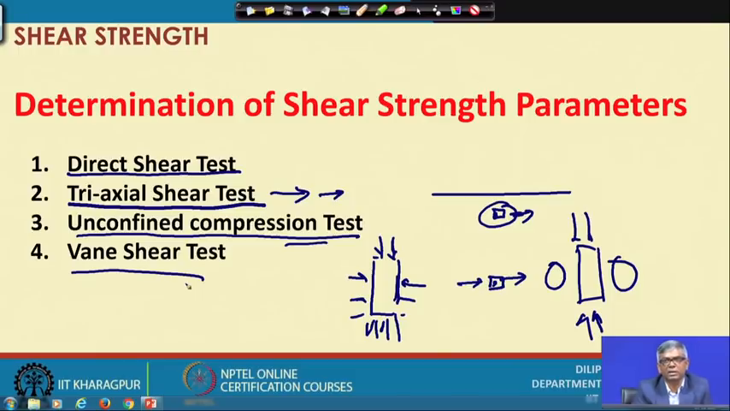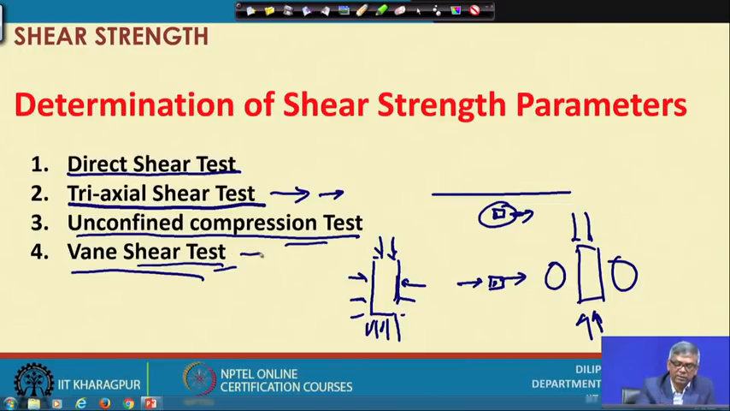And another test is the vane shear test. This test is sometimes very useful for very soft sensitive clay, sensitive soil, mainly because it is a field test. In fact, when you make a sample of this type of soil and try to do the test in the laboratory, a lot of changes take place during this process, and because of that we do not get the correct representation of the field.